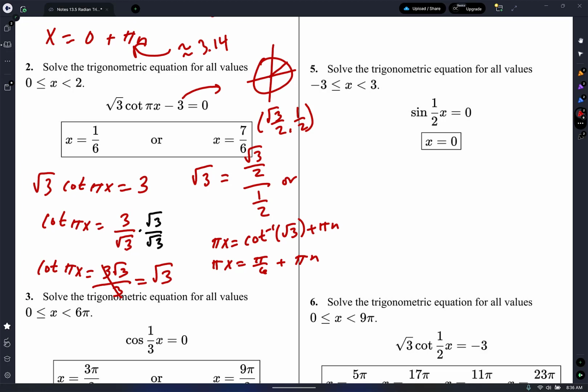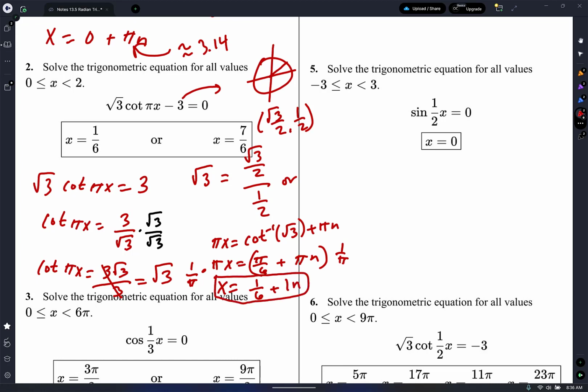And then the last thing I do, I have a pi there. You can either divide by pi. I notice that some of you like to multiply by the reciprocal. That's fine. Multiply by the reciprocal, 1 over pi, 1 over pi. That's the same thing as dividing by pi. So I'm going to have x equals, the pi's cancel out, and you get 1/6, and the pi's cancel out, plus 1n. Here's my equation.